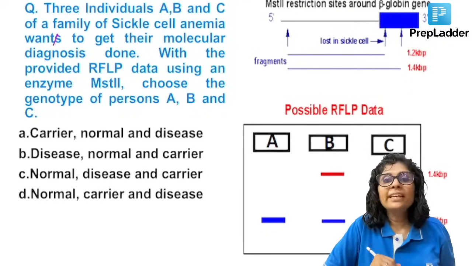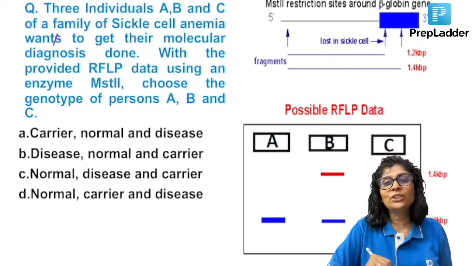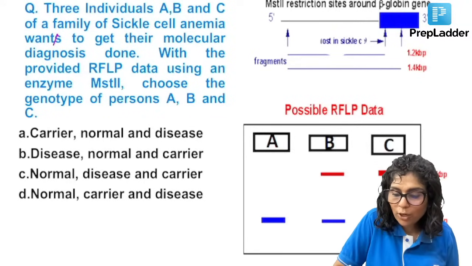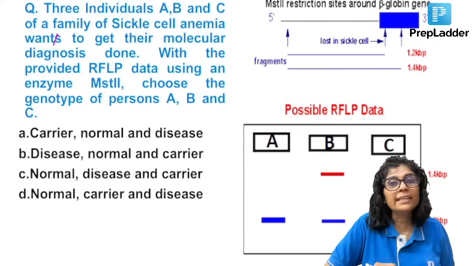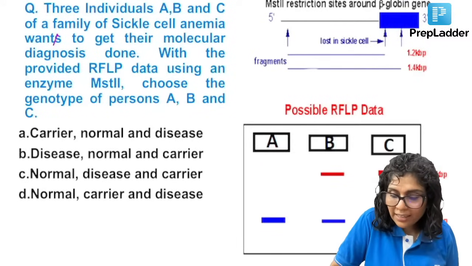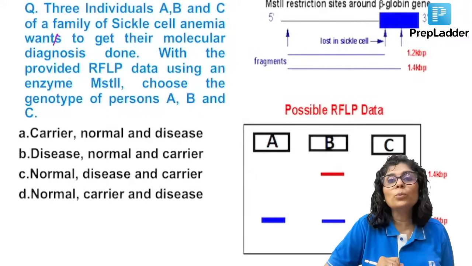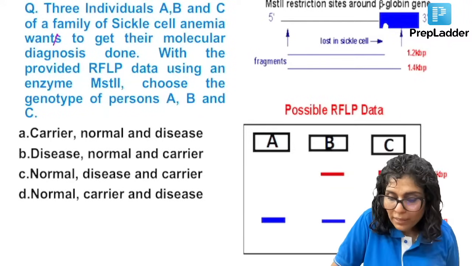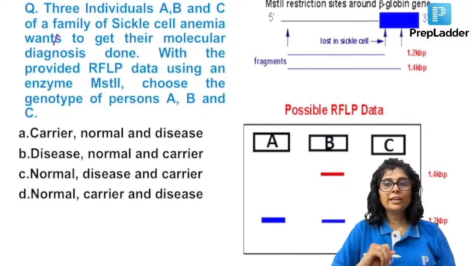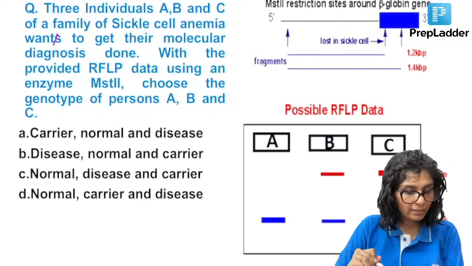Okay. So the image shows you MST2 restriction sites. They've told you that this restriction site will be lost in the presence of sickle cell anemia. So if there is sickle cell anemia, this will not be cut. If it is not cut, the length will be 1.4 kilo base pair. If it's normal, it will be cut. If it's normal, the length will be 1.2 kilobase pair.